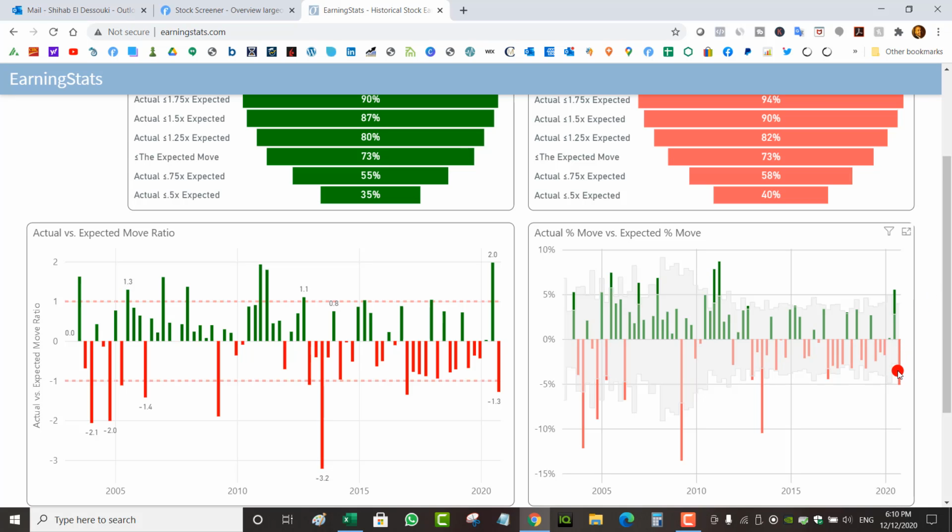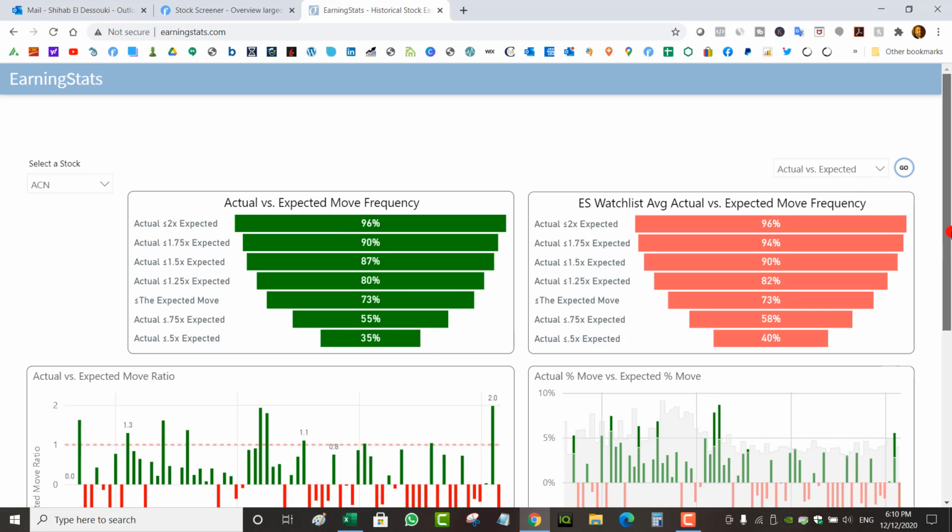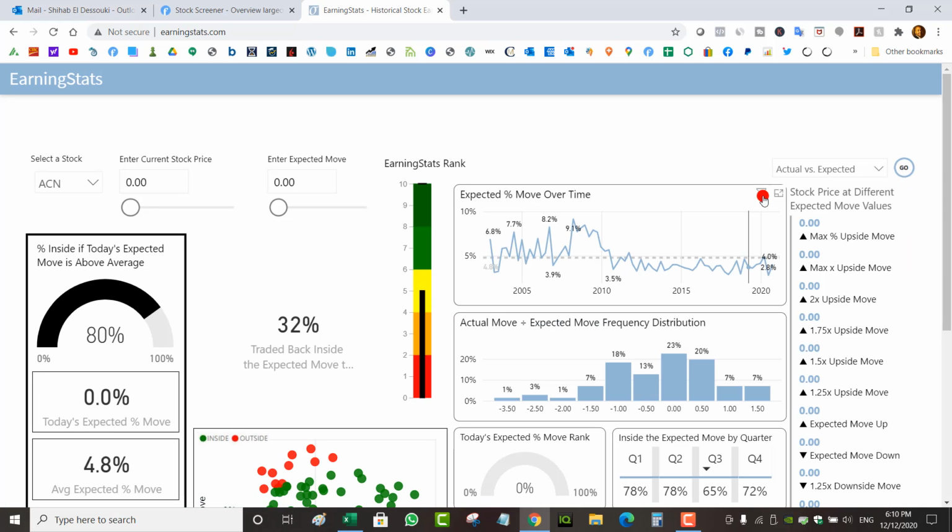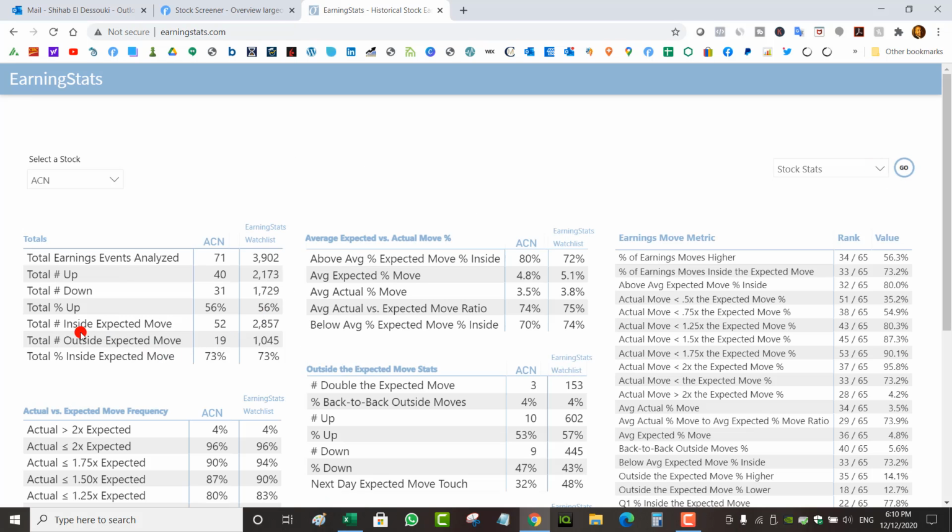But you could see the last earnings was pretty bad. The last earnings, it went below the expected move on the downside. So that's not good for my out of the money put credit spreads. If I go back to dashboard, I think on dashboard I could see, not the dashboard, sorry. If I go back to stock stats here, it shows me how many times, okay.